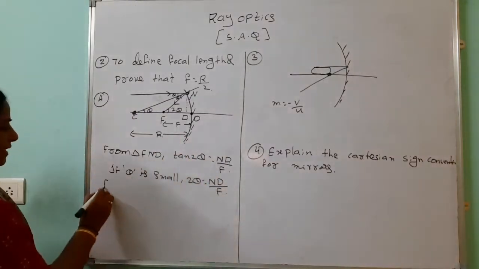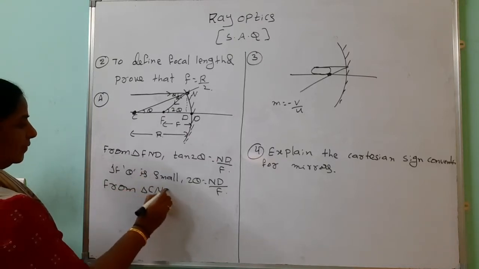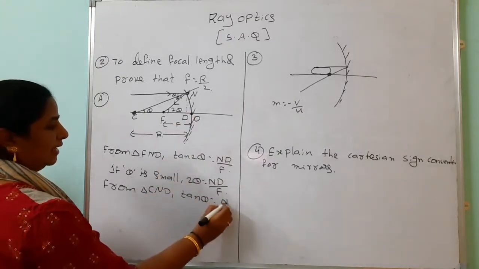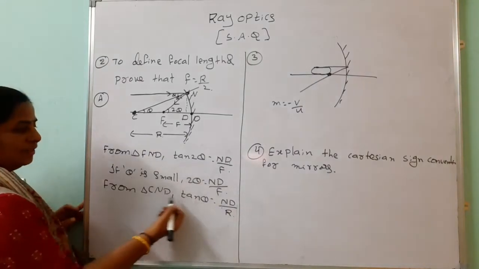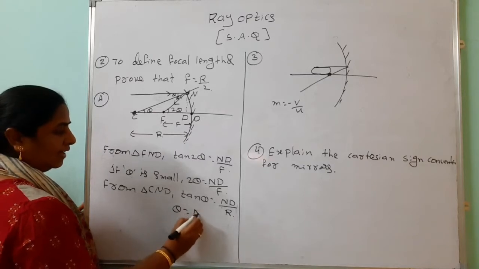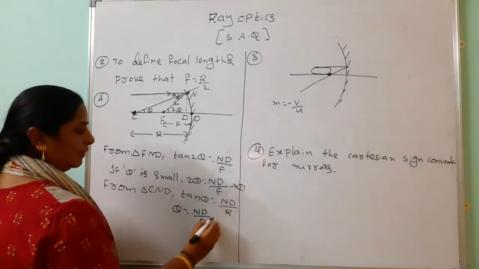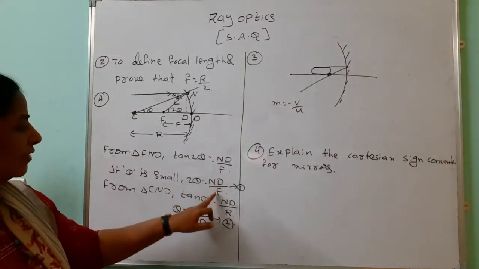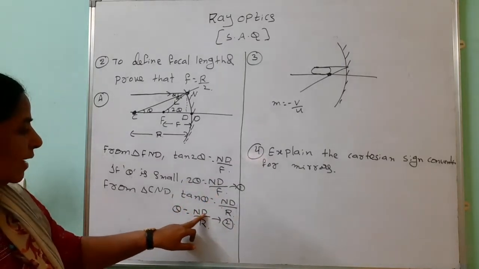Then one more triangle is there, the triangle C and D. Tan theta is how much? Opposite is the same ND, but adjacent is the radius of curvature r. Same here also, if theta is small, instead of tan theta we take theta. Theta equals ND by r. This is equation number 1. This is equation number 2. Look here: 2 theta equals ND by f, and the expression for theta is also ND by r.